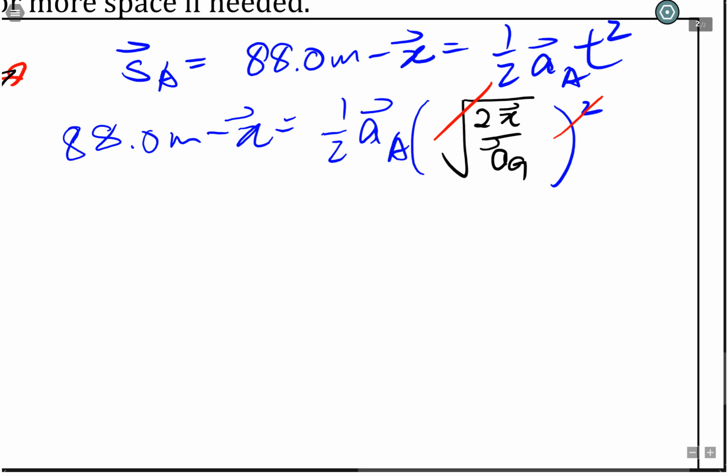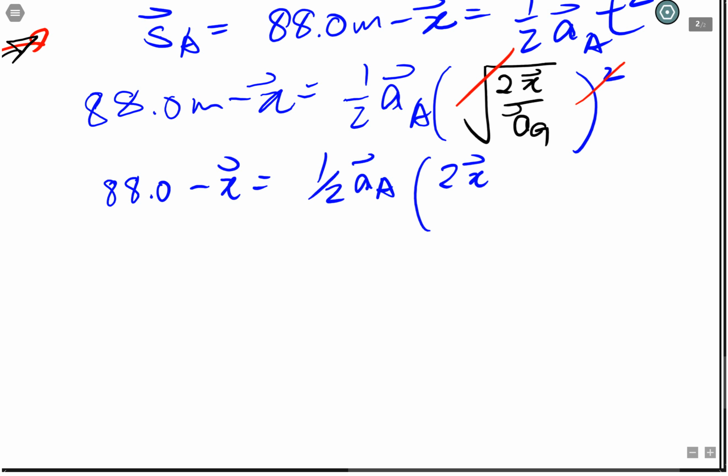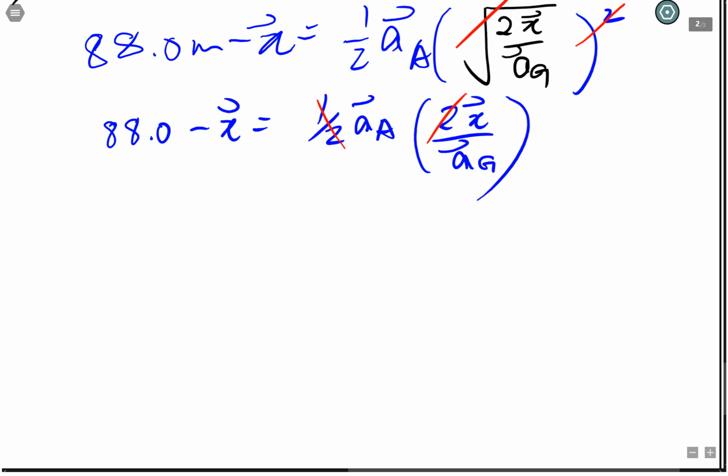Simplifying this equation, I have 88 minus x is equal to 1/2 a for Alfred times 2x divided by a for George. Here we have 2 up here and 2 down over here. These two cancel out, so my equation can be further simplified. I now have 88 minus x. I'm getting lazier over time with my symbols. I have a at the top, Alfred's acceleration, divided by George's acceleration, times x.